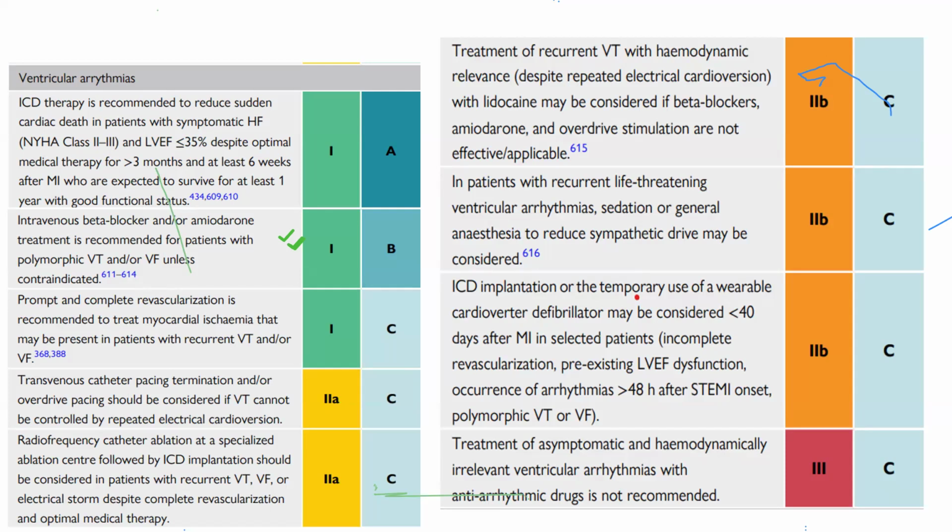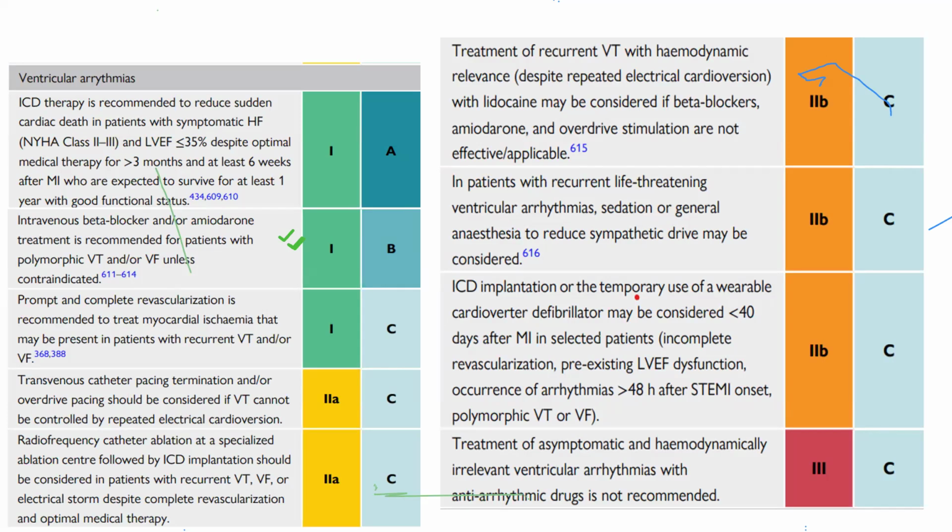Intravenous beta blocker and or amiodarone treatment is recommended for patients with polymorphic VT and or VF unless contraindicated. Prompt and complete revascularization is recommended to treat myocardial ischemia that may be present in patients with recurrent VT and or VF. The reason is that the VTs and VF may be a manifestation of the severe coronary artery disease.